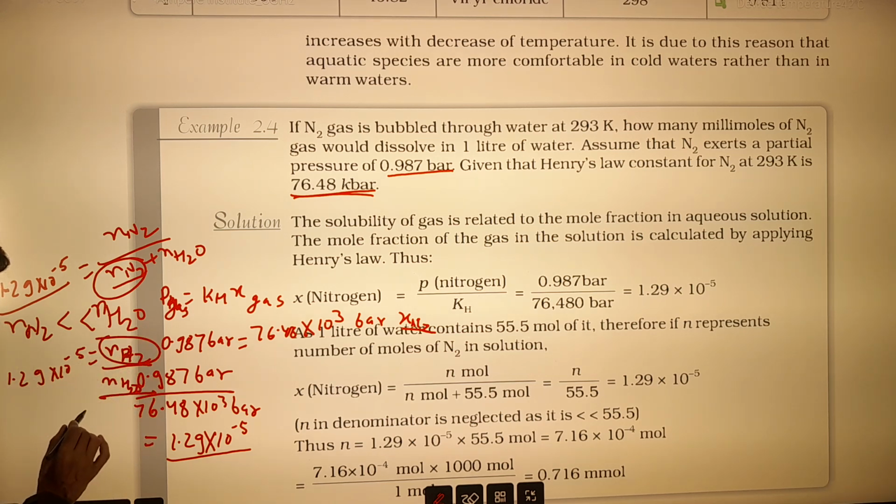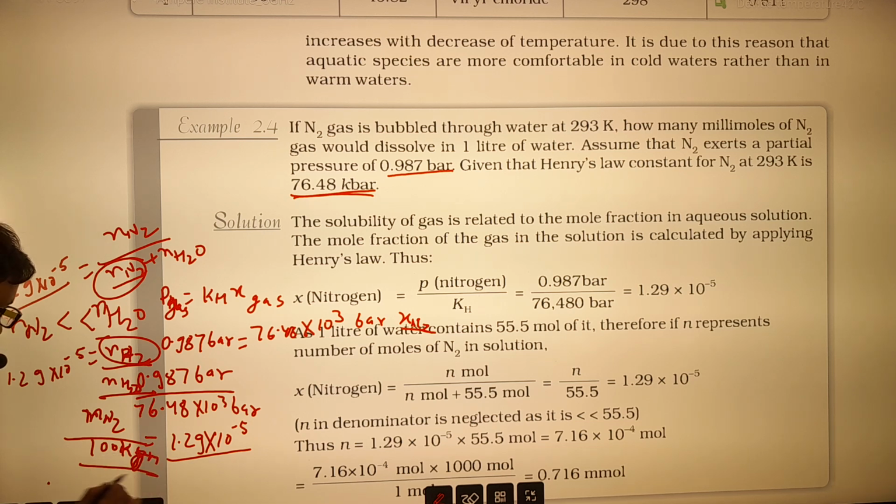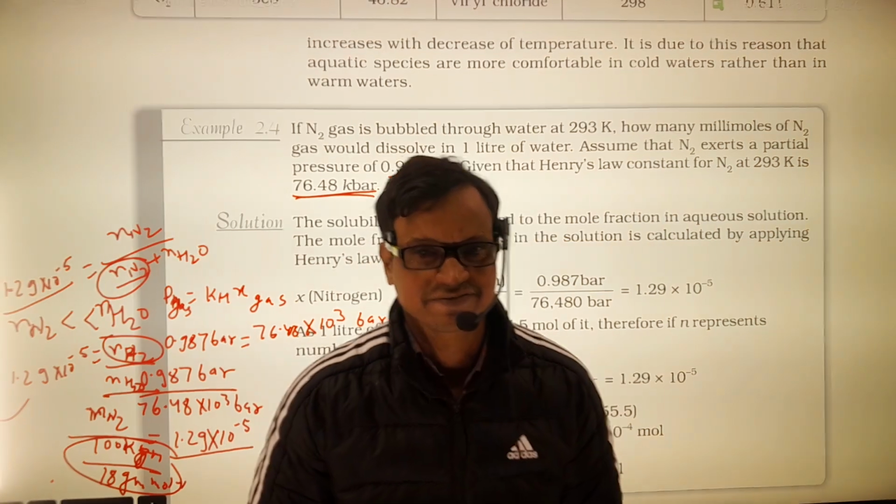And how much is that? 1 liter of water means 1000 gram of water, upon the molecular weight of water, 18 gram per mole. So that will be 55.55. So the number of moles of nitrogen you can find out very easily. Okay guys.